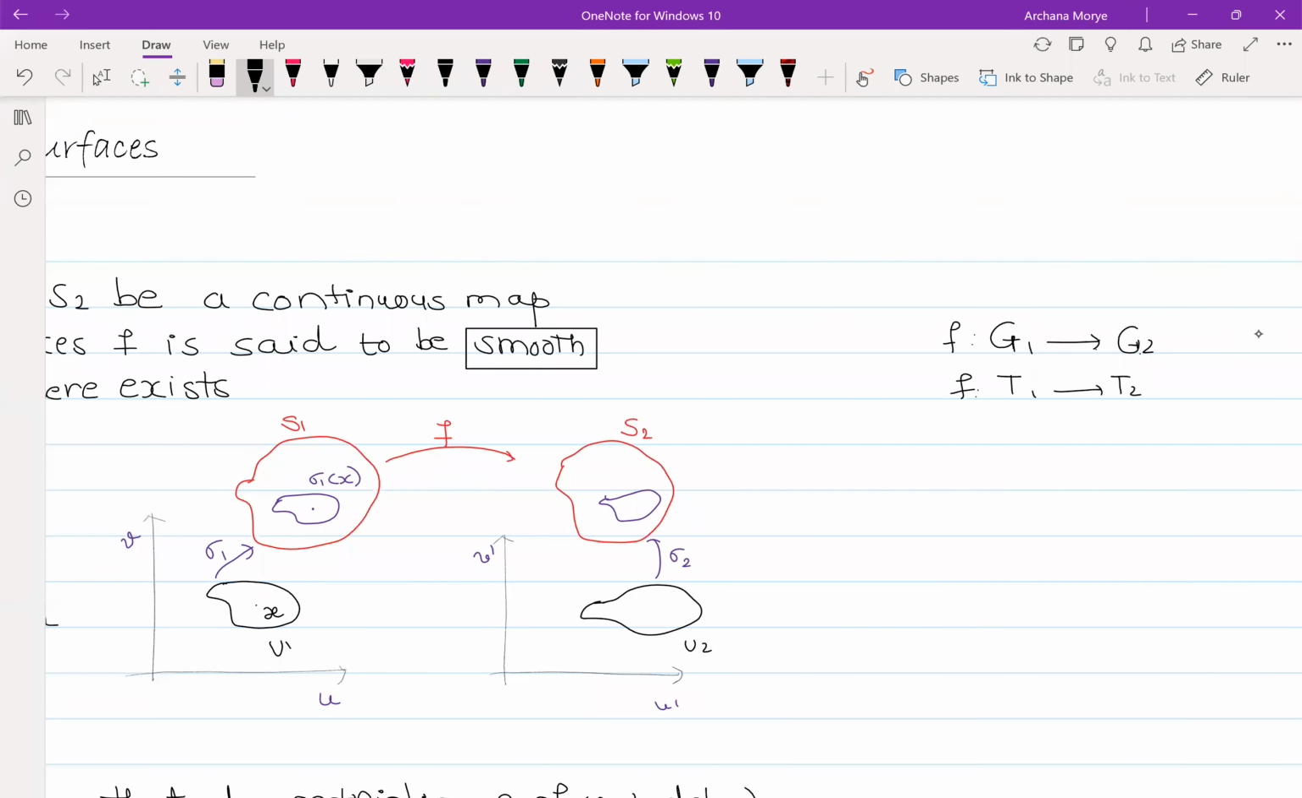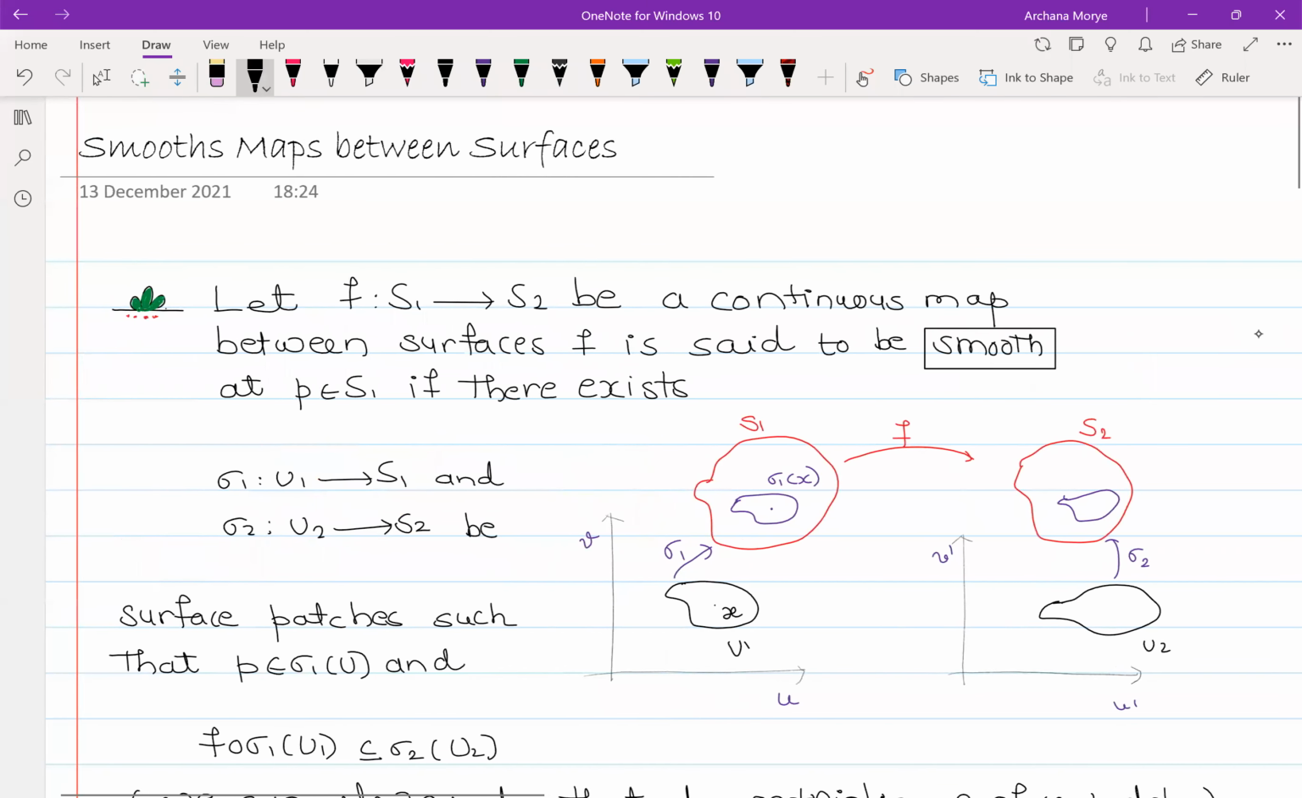So similarly, in this case also, we have two surfaces given to us, which are smooth. Then we have to define what is the smooth map between them. So it is kind of a categorical thing. Always, whenever we define some new object in mathematics, we try to give a definition of its morphism. So those are actually called the smooth maps between surfaces.